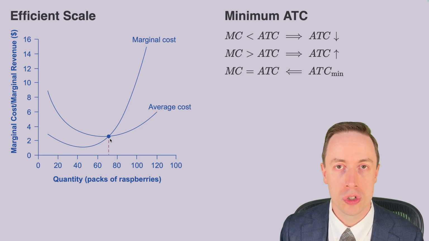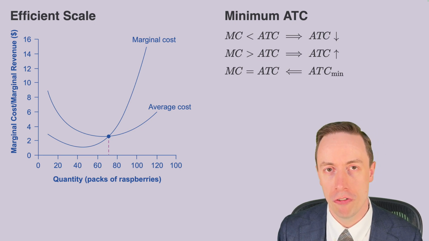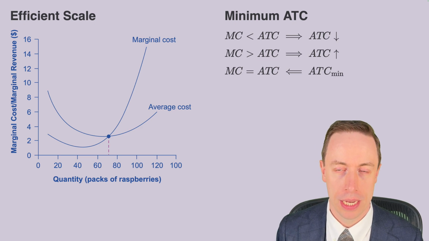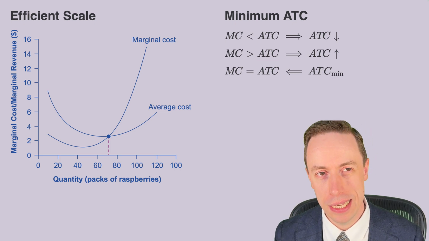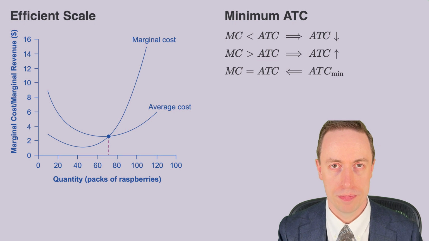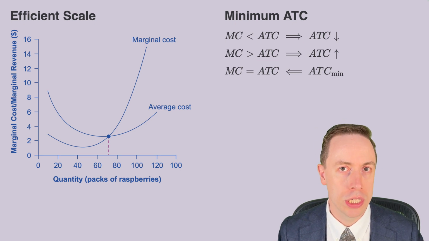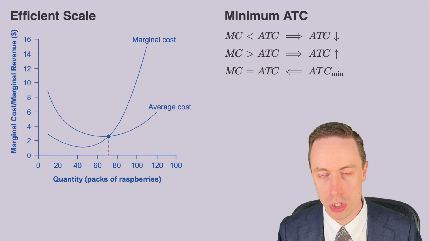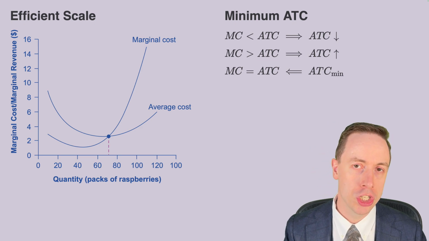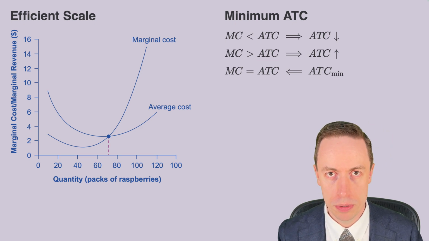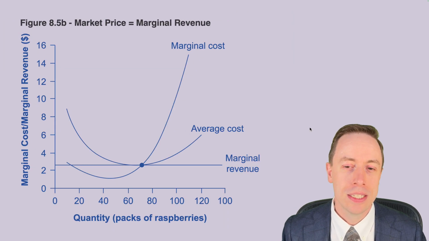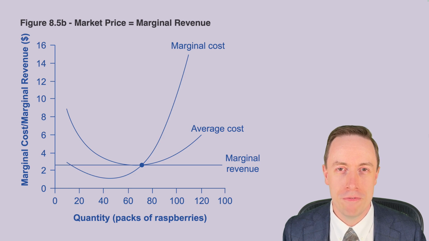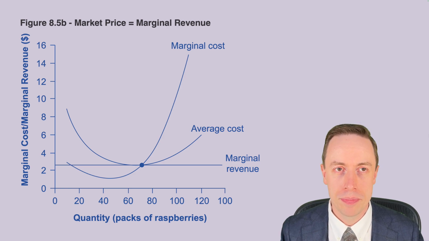This is referred to as the efficient scale of a firm, where average cost is minimized. And it happens at the point where marginal cost is equal to average cost. So not only do we have per unit cost in two flavors, marginal and average, they share an important relationship that you're going to see in action in just a minute. So let's go ahead and look at our very first example of this.